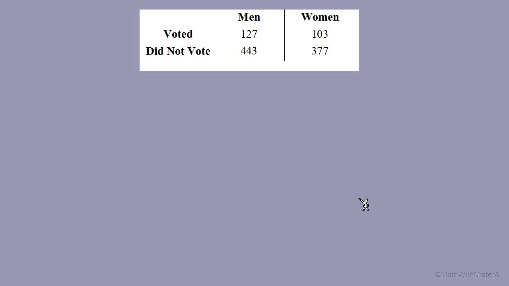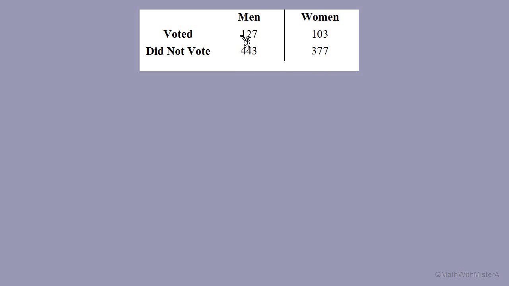This video covers how to calculate percentages from information in a table. This information comes from a survey of who voted in the last election. We see that it's broken down by groups of people that voted and did not vote, and also broken down by men and women. So we have four different quantities.